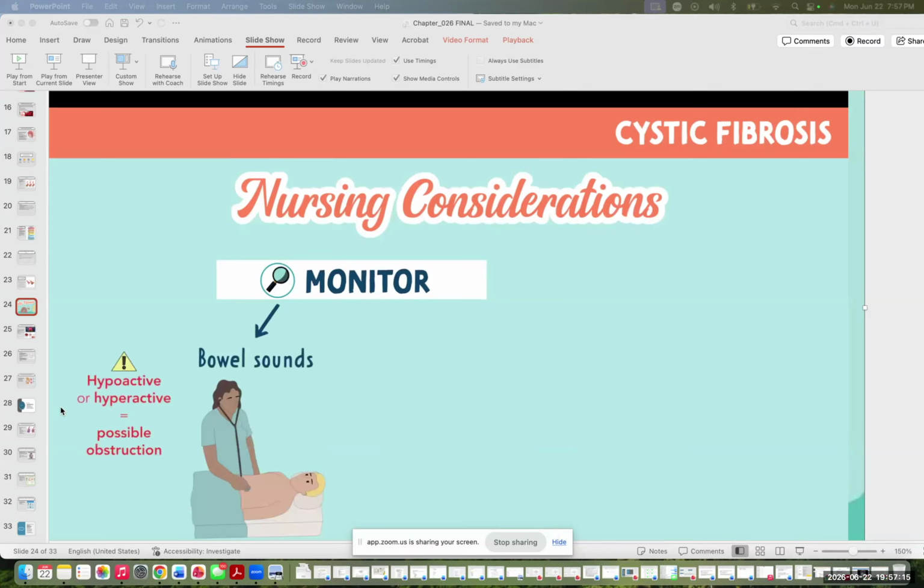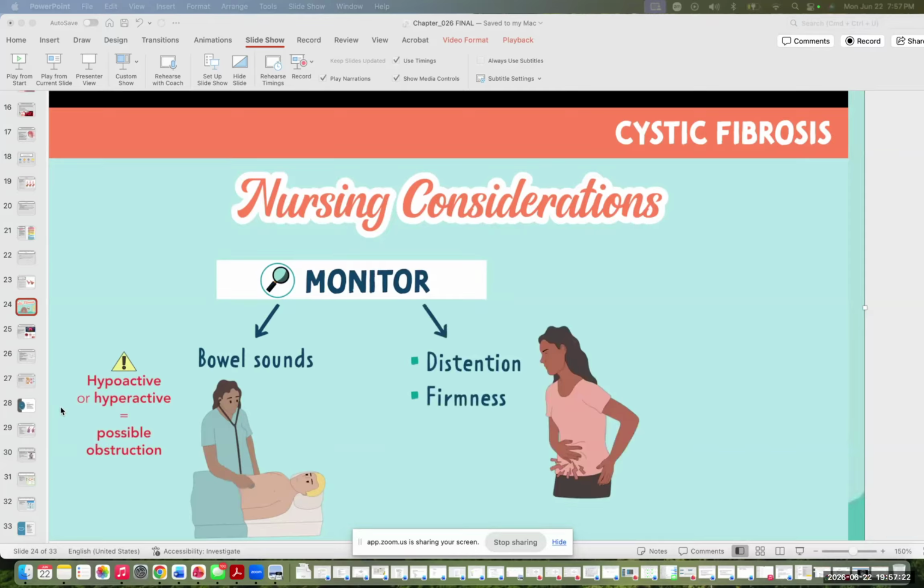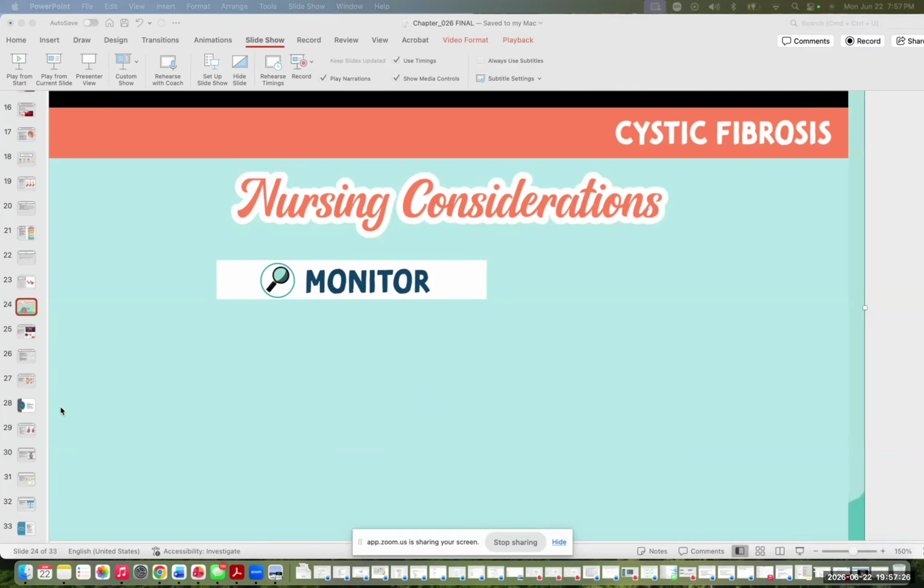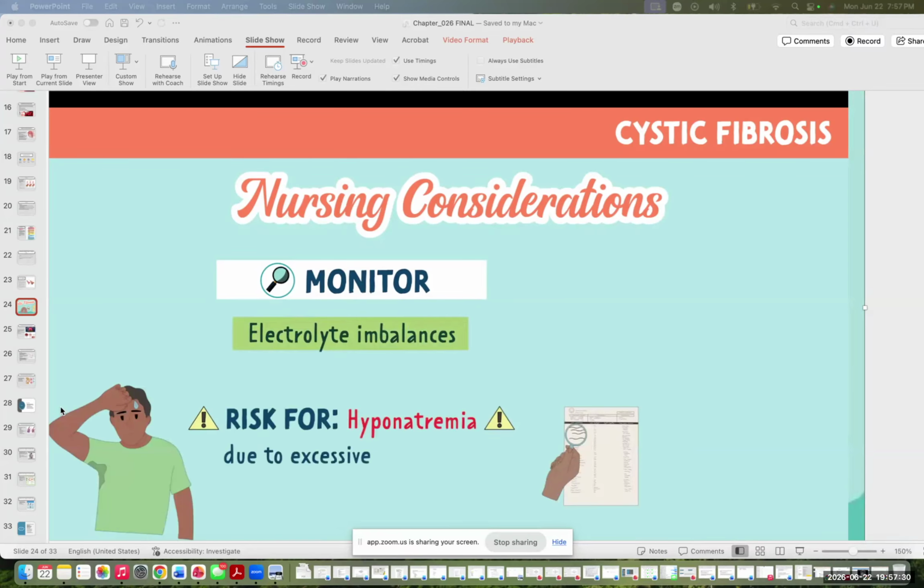Hypoactive or hyperactive bowel sounds may indicate an obstruction, as well as distension, firmness, and tenderness. And lastly, we want to monitor electrolyte imbalances, especially hyponatremia due to that excess sodium loss.